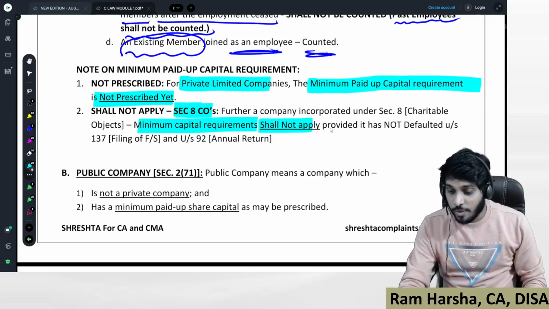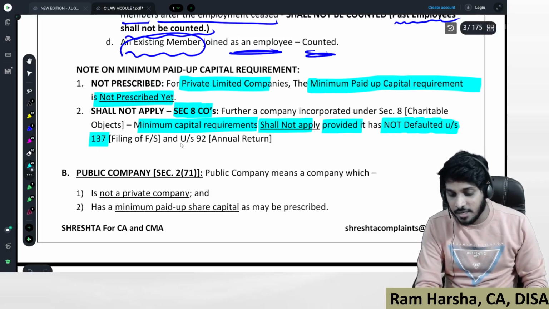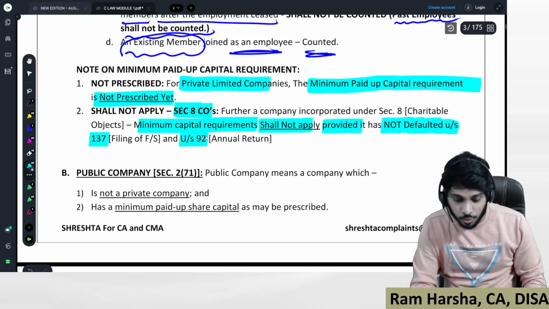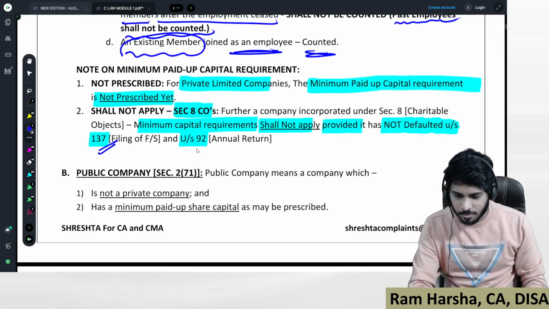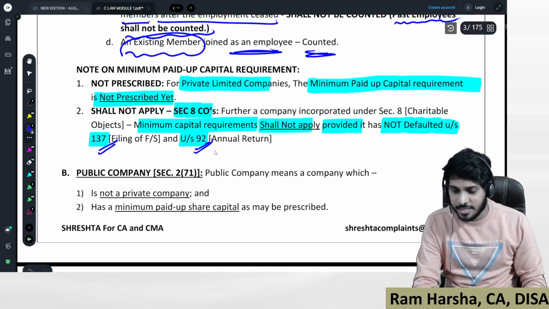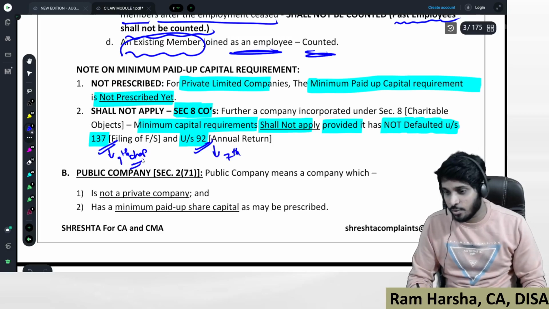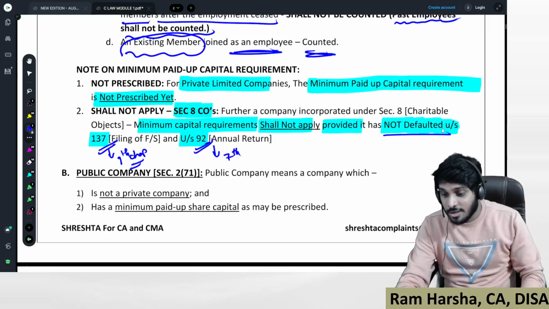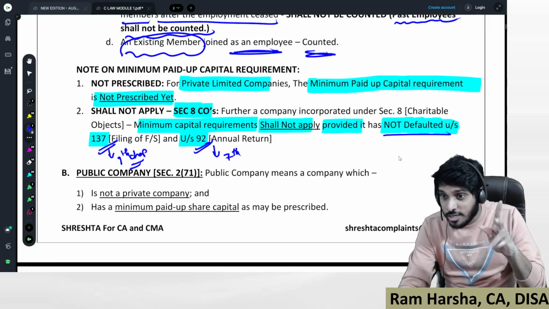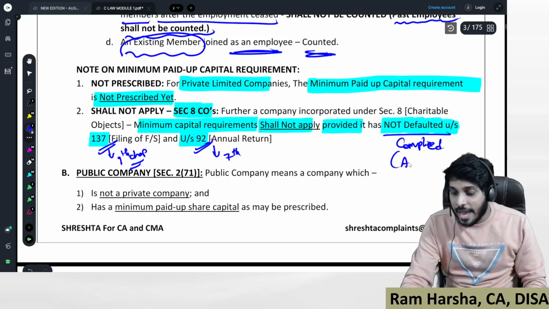Provided the condition is there, it has not defaulted under 137, not defaulted under 92. Sir, what is 137? Filing of financial statements. What is 92? Annual return. This you will get in the 7th chapter, and 137 in the 9th chapter, the accounts chapter. So which has not defaulted? Not defaulted means complied.